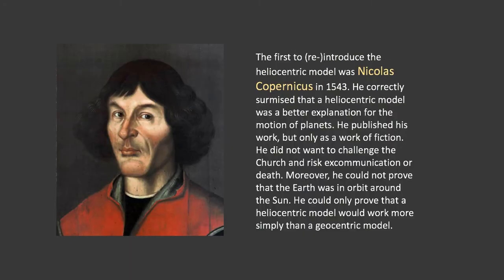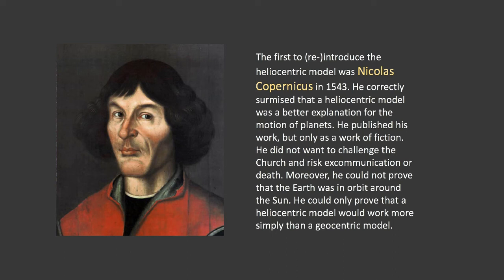The first to reintroduce this was Nicholas Copernicus, and it was in 1543. He had access to good planetary data, and he realized that the heliocentric model fit better and was a simpler explanation. But he couldn't prove anything. He still couldn't prove that the Earth was moving. So rather than publish his work as a work of science, he published it as a work of fiction.